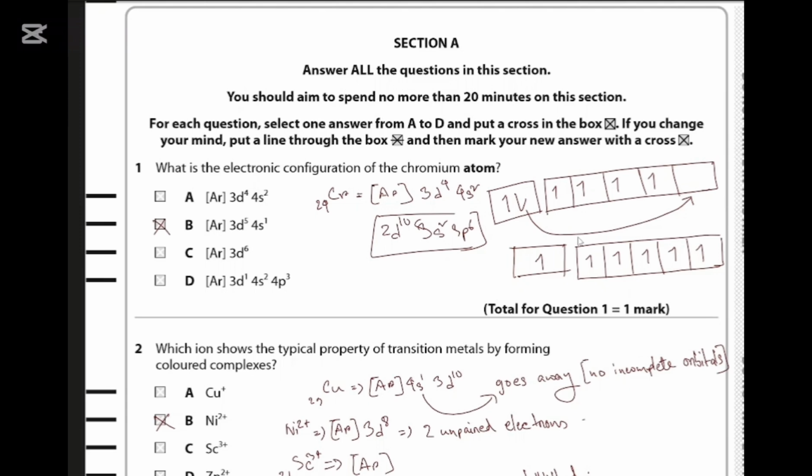But for chromium, since the d orbital has only 4 electrons and one orbital is completely empty, one electron from the 4s orbital will go to the last d orbital, just so that it is more stable, since half-filled unpaired electrons are more stable this way. So in total, our configuration becomes 4s1 and 3d5. So our answer is B.